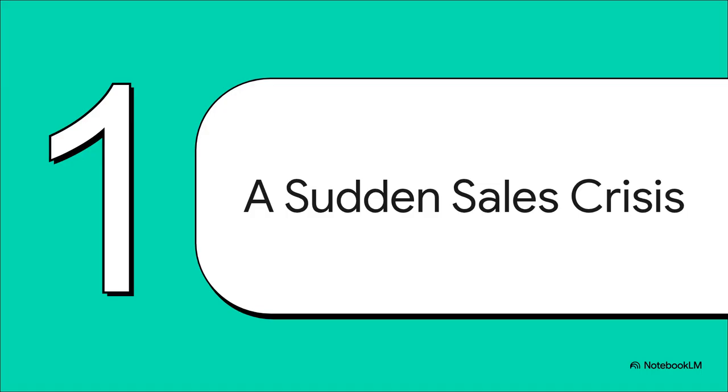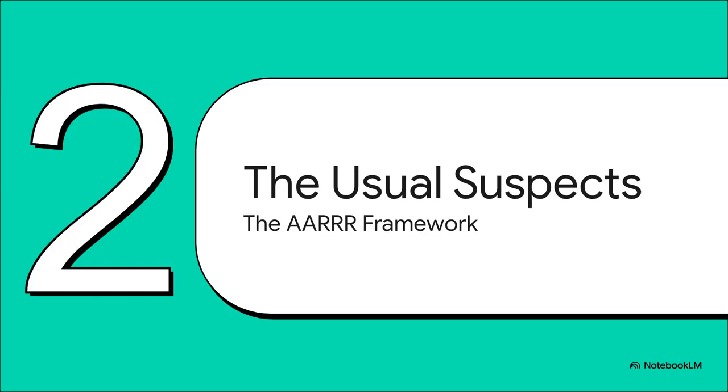Okay, let's get right into the investigation. First, you have to establish the crime scene. We know sales are down, sure, but we need to know exactly what's going on to solve this mystery. Every detective has a standard procedure, right? A list of the usual suspects to check out first. Well, for a data analyst, that's often a framework called Aarrr. It's basically a tool that helps you come up with logical, testable ideas about what might have gone wrong.